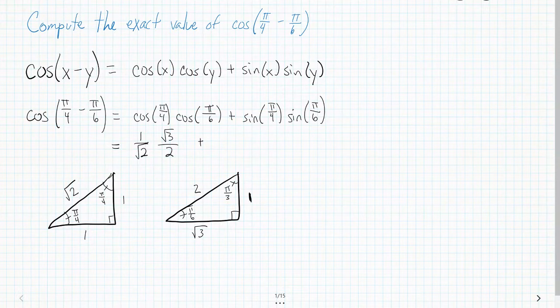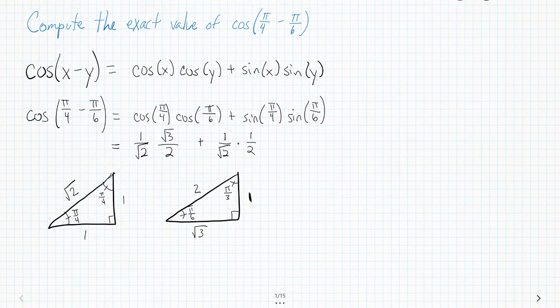Plus sine of pi over 4. Notice sine and cosine, when you're talking about pi over 4, are going to be the same value, 1 over square root of 2. But the sine of pi over 6, that's going to be 1, the opposite side, over 2. If there are any questions on that piece, please let me know. I'm happy to help with that.